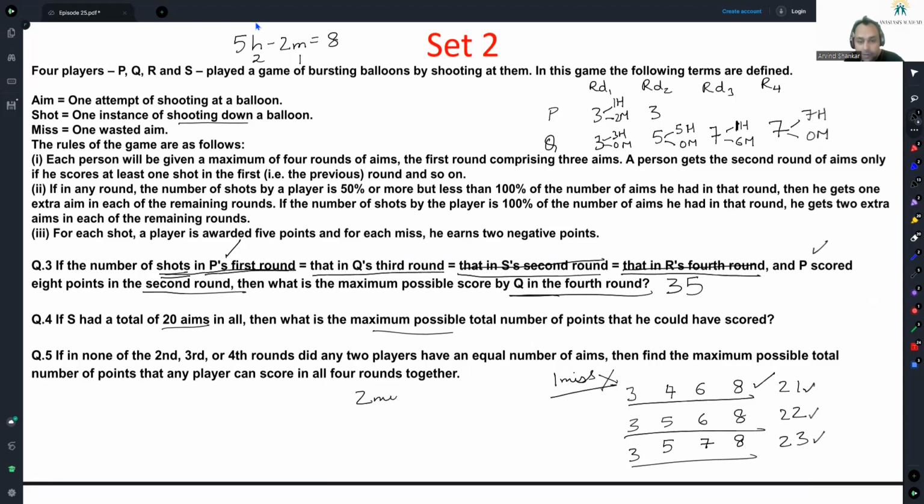Let's check out the case if he had 2 misses. So now 2 misses are happening. We are definitely not going for misses in the last round. We are going for misses. It could either be here and here, and it could be here. Sorry, not here.